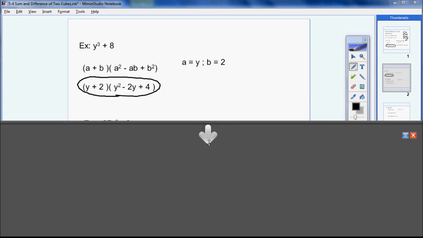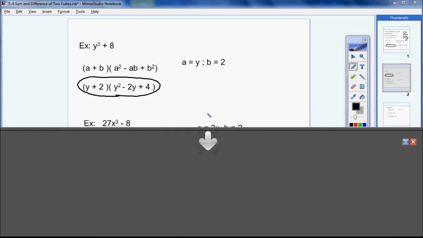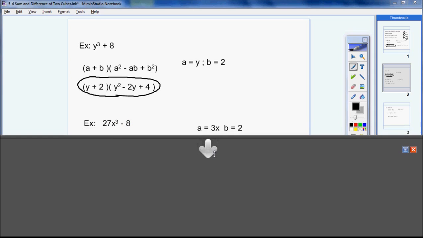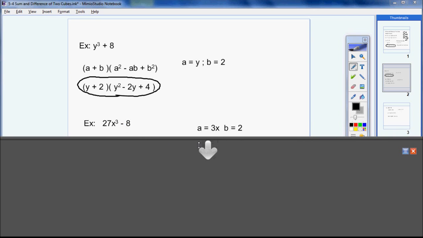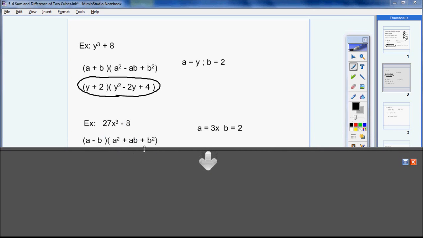Okay. Another example. 27x cubed minus 8. This one is a difference of two cubes. It just happens to have a little bit more to it. Instead of just a plain number here, you've got a number and a variable, so you have 3 times 3 times 3 times x times x times x. So your whole thing that's cubed here is 3x. Your whole thing that's cubed here is 2. And it's a difference of two cubes. So you use the difference of two cubes formula. It's very similar to this, but notice there's a couple of pluses and minuses that have been switched.